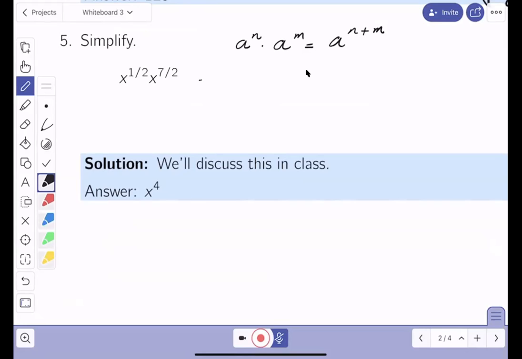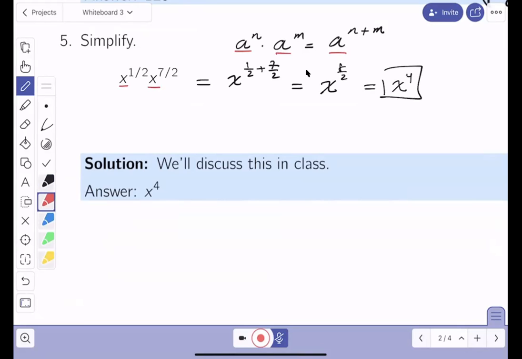All right, so let's write this down. So I have the same base. I pointed out to you, same base, just like over here. I'm going to raise that base now, which is x, to the sum of those 2 exponents, which is 1/2 plus 7/2. You're expected to do arithmetic if you can. 1/2 plus 7/2 is 8/2. And that simplifies. What's 8/2? It's 4. Check the answer key.